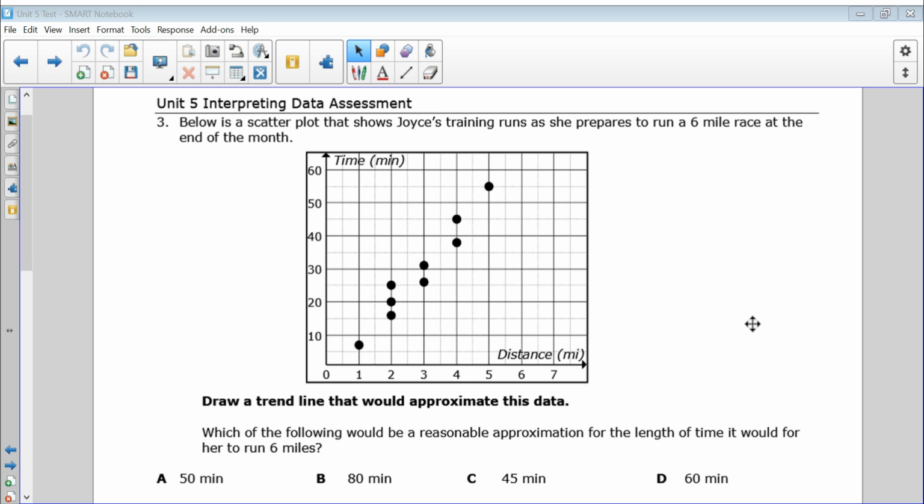Question 3. Below is a scatter plot that shows Joyce's training runs as she prepares to run a 6-mile race at the end of the month. Draw a trend line that would approximate this data. Which of the following would be a reasonable approximation for the length of time it would take for her to run 6 miles? A. 50 minutes. B. 80 minutes. C. 45 minutes. D. 60 minutes.